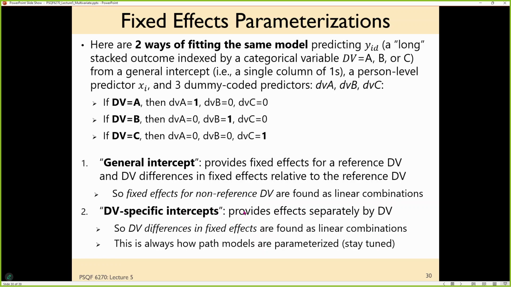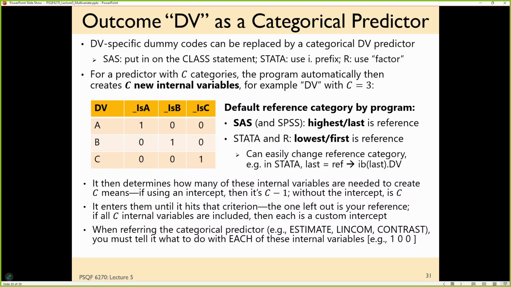The other way is to set it up where you don't have a general intercept. You have one per outcome. And this looks weird at first, but once you see it, it makes a lot more sense. And this is what happens in path analysis. We will have separate outcome boxes that we're going to predict and then examine relations for each one of those.